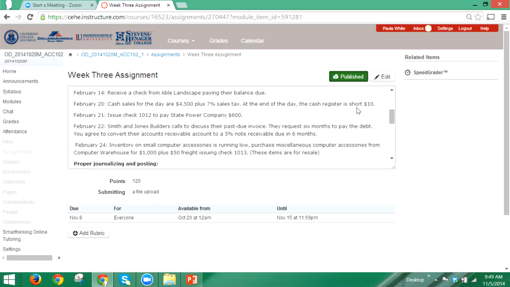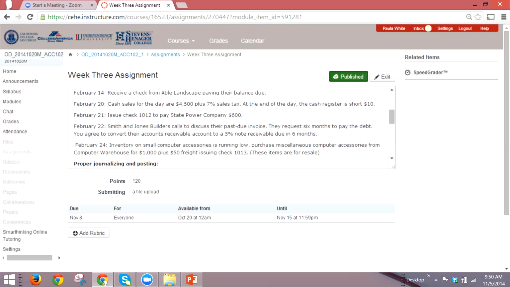Your cash is short. That would be a credit to cash to reduce the cash balance. So that would be in the other section of the cash disbursements journal. Issue check, cash disbursement. Smith and Jones Builders calls to discuss their past due invoice. They request 6 months. You convert their accounts receivable to a note receivable due in 6 months.